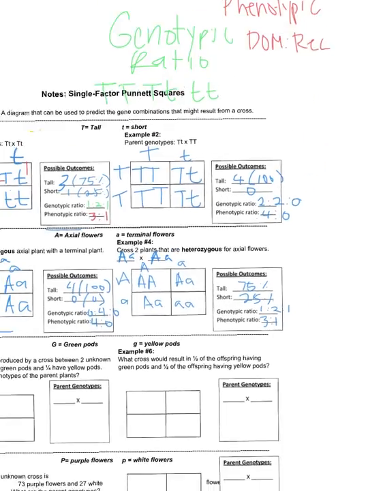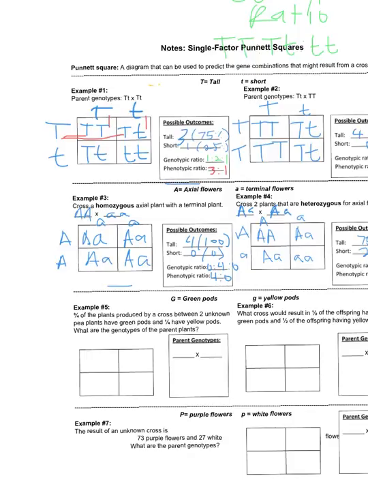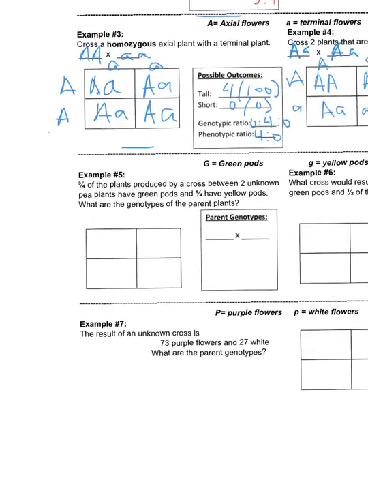Okay. All right, now we're moving on to the big leagues. So, in these last couple of problems, basically, the parents' genotypes are not given to you. You're going to have to figure out what the parents' genotypes are. So this is talking about pea pod color. So green is the dominant color, yellow is the recessive. So this problem says 3/4 of the plants produced by a cross between 2 unknown pea plants have green pea pods, and 1/4 have yellow pods.